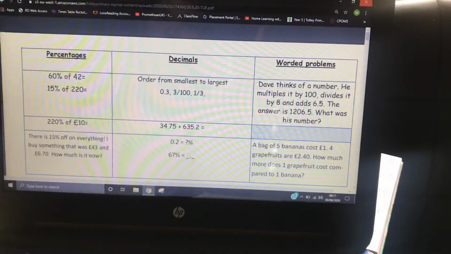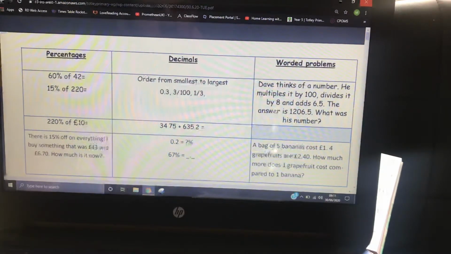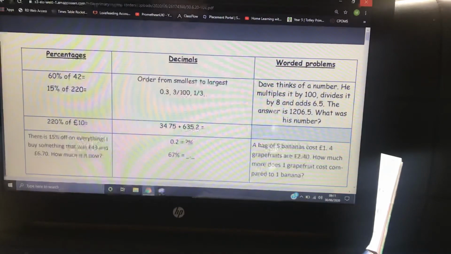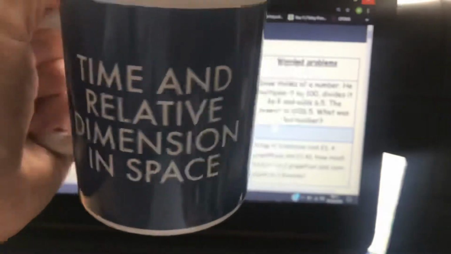It's a drizzly grey Tuesday, but it's still a Tuesday. And it's going to be the video for our maths. So I've got a little do now, and then it's the task that I've set. I'm drinking out of my TARDIS mug at the moment. There's TARDIS on the other side.